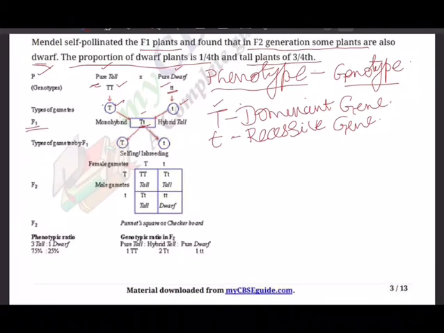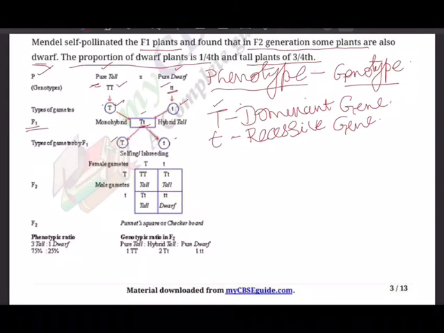Had small t expressed, had a recessive gene expressed itself. But that is not the case. Hence, we say a dominant gene is a gene that expresses itself, and a recessive gene is a gene that cannot express in the presence of a dominant gene. Okay. Now, when the selfing takes place, inbreeding takes place, this capital T, small t will be separated.